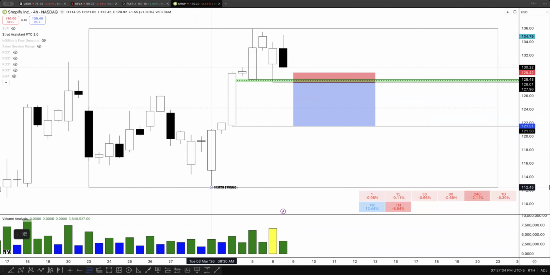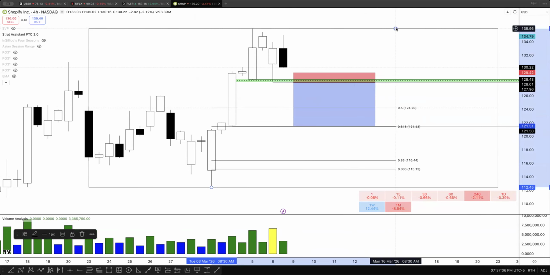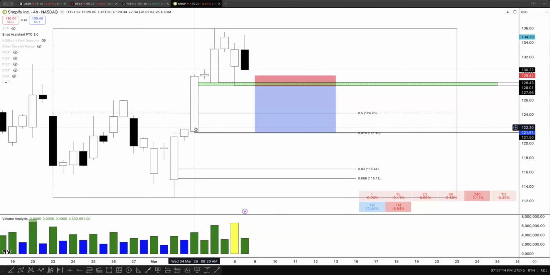Then if I were to draw a fib, low to high up here, minimum 121.43, and that aligns with the break of this candle right here at 121.5. So do you see what I mean? I'm just using the past data to form my present bias. I'm using the past to form the present because the past, present, future, they're all like one.